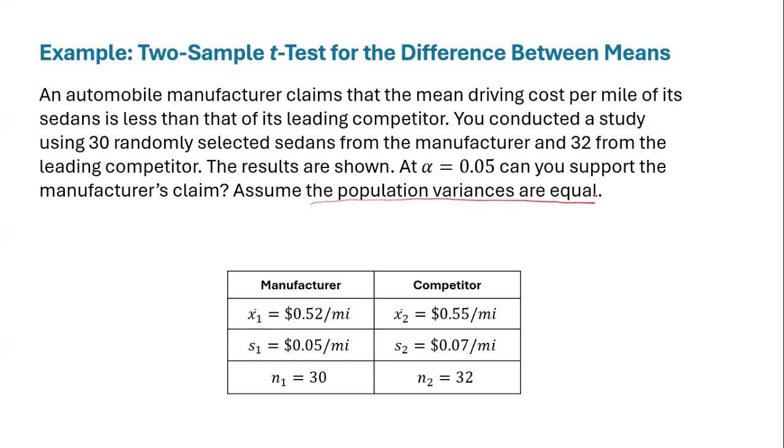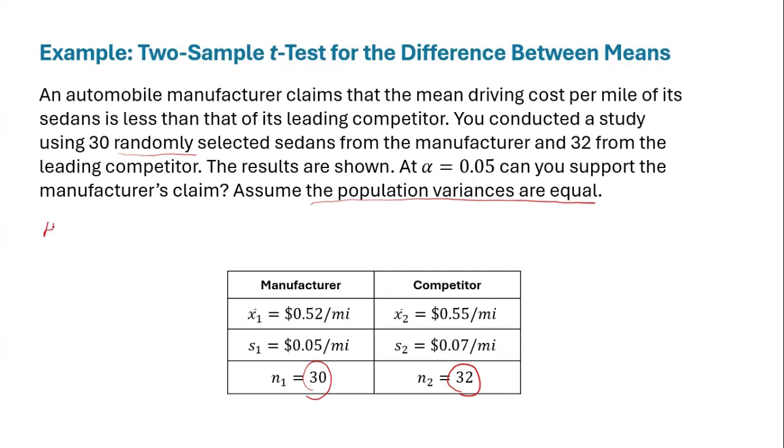Okay. As a first step, I always check the requirements. Don't forget the steps on the table. First, check the requirements. Are samples random? Yes. Are samples independent? Yes, because they're coming from two different manufacturers. Are populations normally distributed? We don't know, but is our sample size at least 30? Yes. Okay, we checked the requirements. The problem met all the requirements. Now we can move on to the next step, which is writing the null and alternative hypotheses.